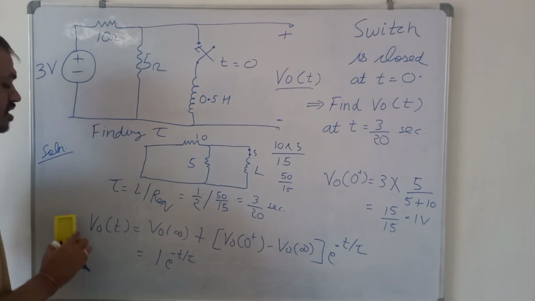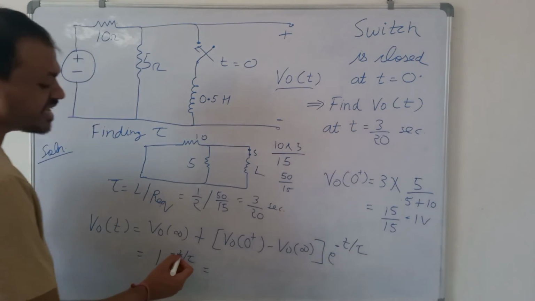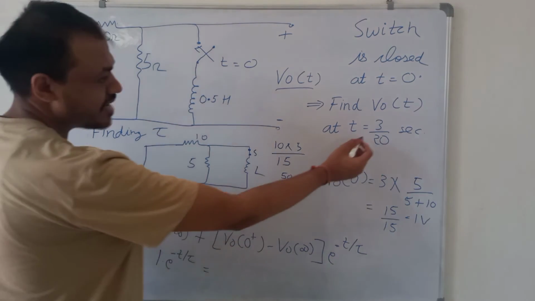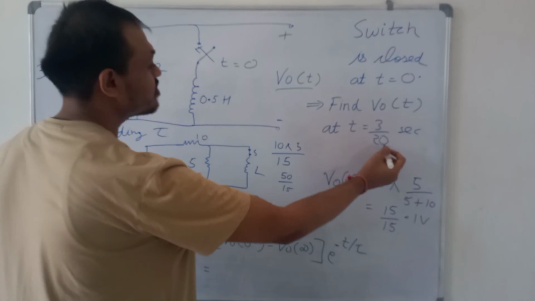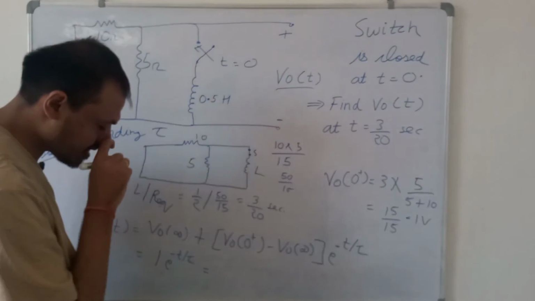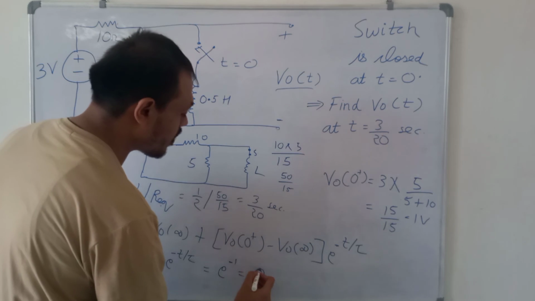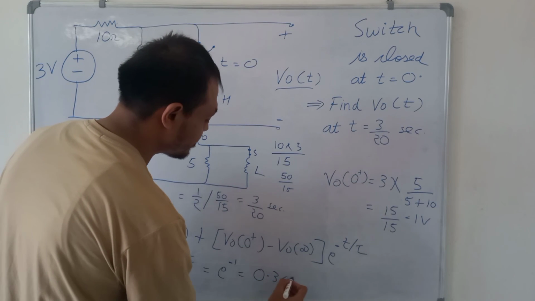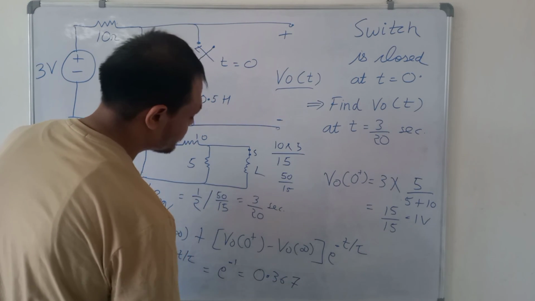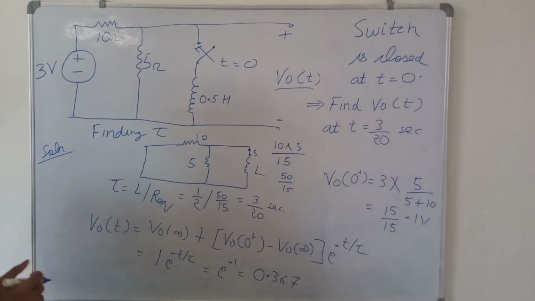So V naught will be equal to e to the power minus t upon tau, and t and tau are the same because we have to find V naught of t at t equal to 3 by 20. So t and tau will cancel, and this will be equal to e to the power minus 1. So the answer will be 0.367. This is how we found the value of V naught of t at t equal to 3 upon 20 second.